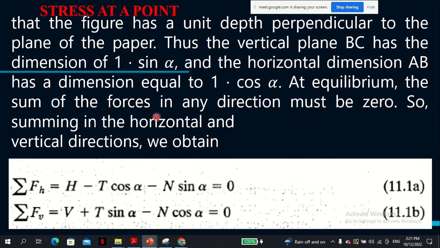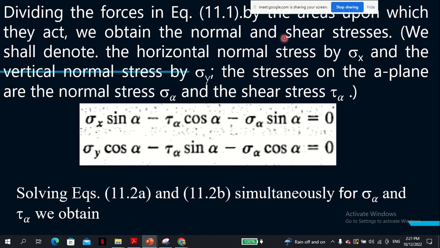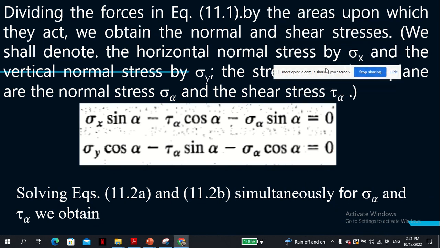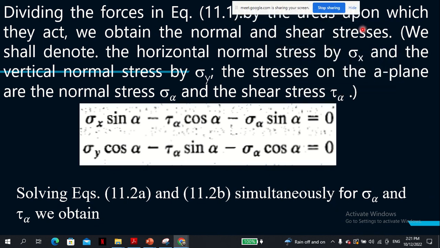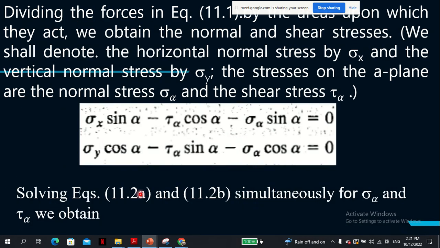And at equilibrium, summing the horizontal forces, I think basically this is a detailed explanation of what I have said. Then you divide the forces in equilibrium by the area upon which they act, and we obtain normal and shear stresses. So these are the equations expressed in terms of forces, and these are the same equations expressed in terms of stresses, where we divide by the area.